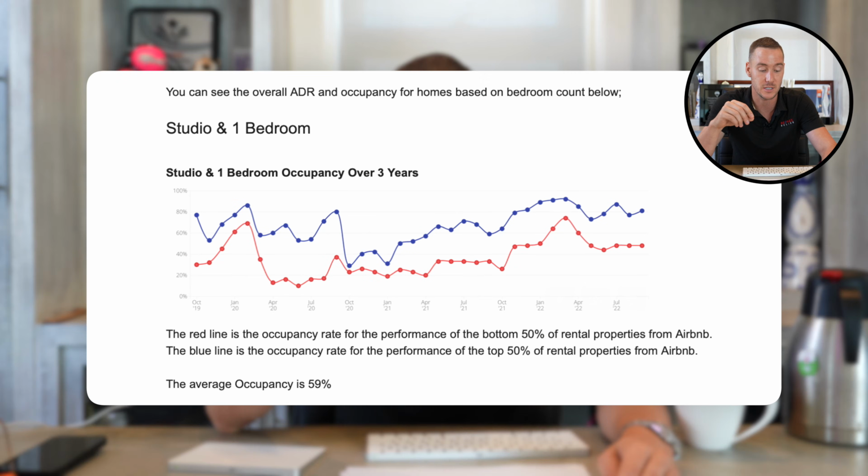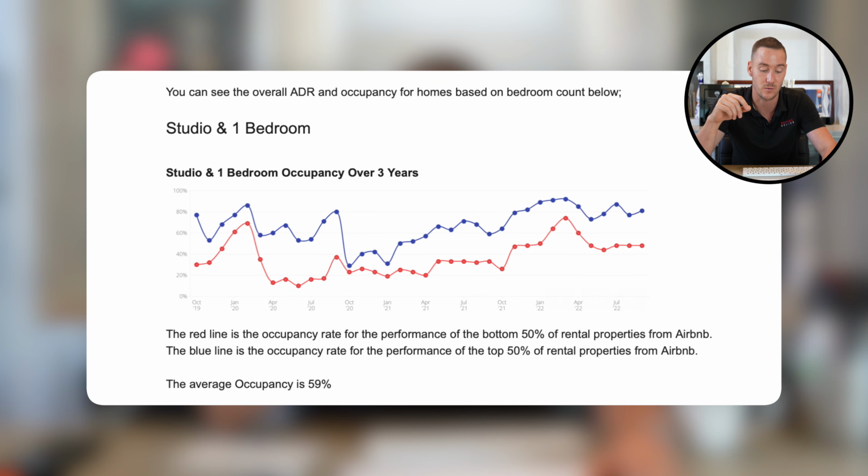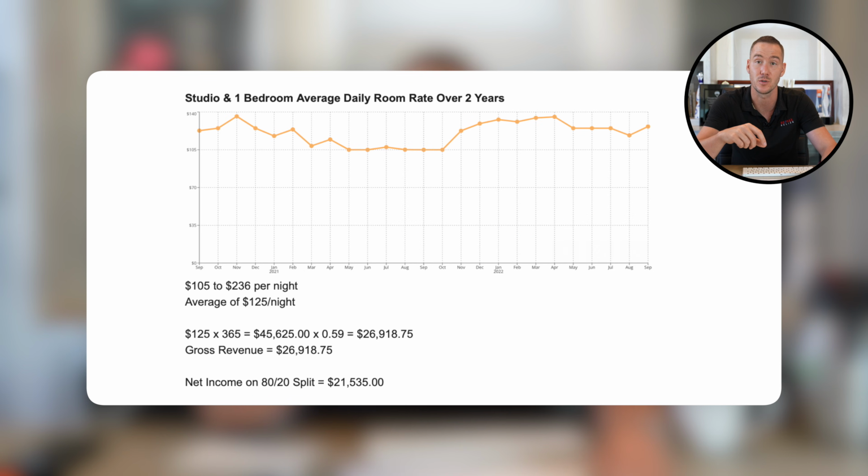So, starting with studio and 1 bedroom. You'll see the red line is the occupancy rate performance for the bottom 50th percentile of rental properties on Airbnb, and the blue line is the occupancy rate for the top. We get an average occupancy for studio and 1 bedroom of 59% over 3 years. Then we have our second graph, which shows studio and 1 bedroom ADR, your average daily rate. When you're renting on a nightly basis, that's a critical number you need to look at. Here we have a variance of 105 to 236 per night.